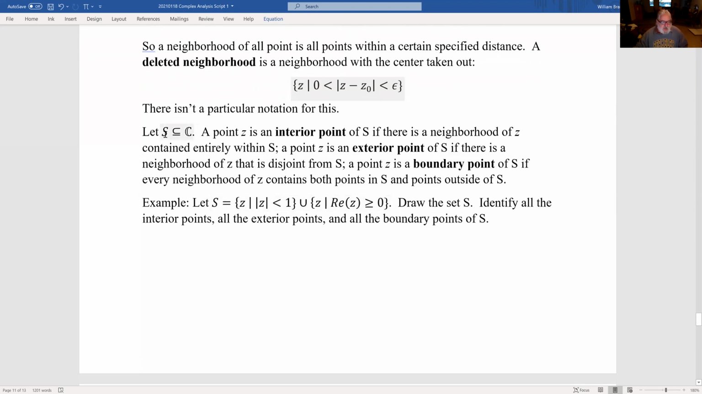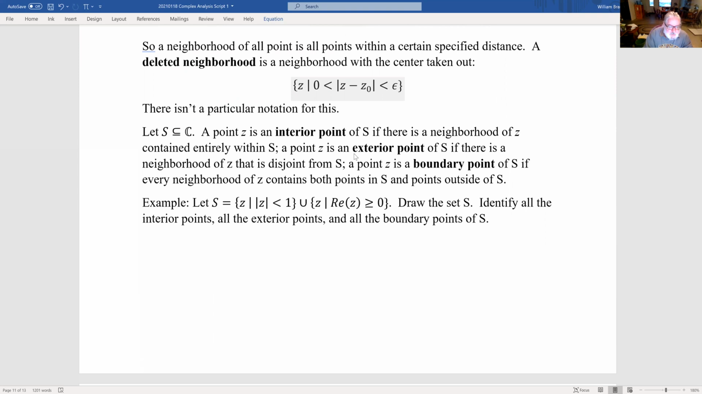So if S is a set somewhere in the complex plane, an interior point means that there's some neighborhood contained entirely within S. A point is an exterior point if there's a neighborhood of Z that is disjoint from S, that doesn't meet S at all. And point Z is a boundary point if every neighborhood contains both some points in S and some points not in S.